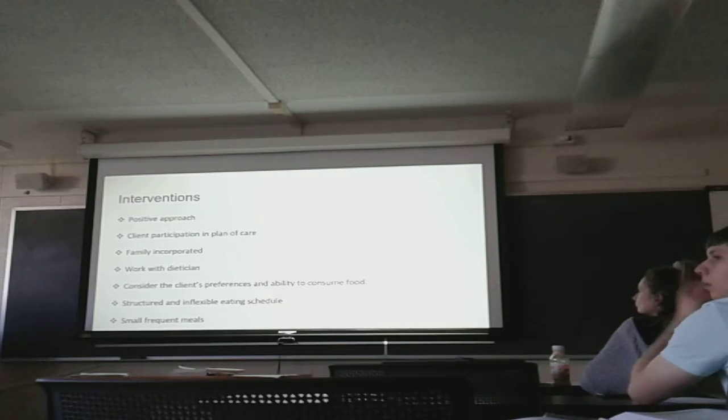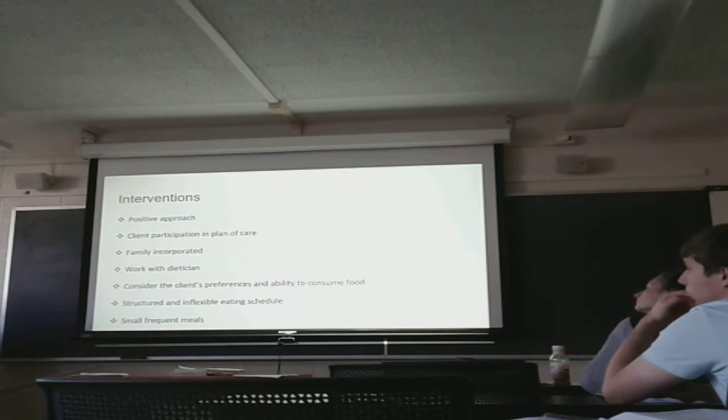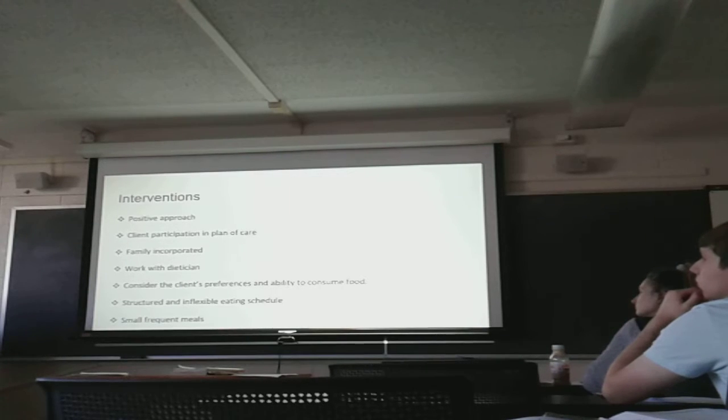And sometimes we wanna consider their preferences and the ability to consume food. Because remember, if they were purging, they might have some damage in their esophagus from all the acid, and they might need to have an NG tube for feeding. You know what an NG tube is? Nasogastric, yeah.